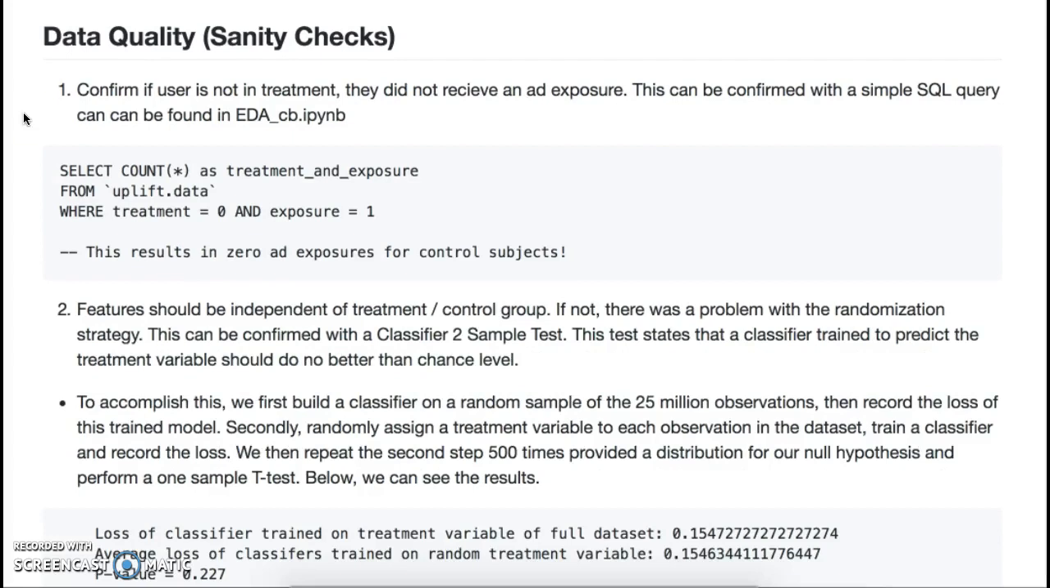So the first sanity check is fairly straightforward, as Criteo provided a column for the treatment, which is a binary column. 0 is the control, and 1 is the treatment group. They also provided an exposure column, 0 if they didn't receive an exposure and 1 if they did. So for this, we simply write a SQL statement where we set the treatment to 0 and the exposure to 1 and do a count star. If you run this in our database, you can see that 0 people in the control group received an ad exposure. In real life, this might be a little bit more difficult.